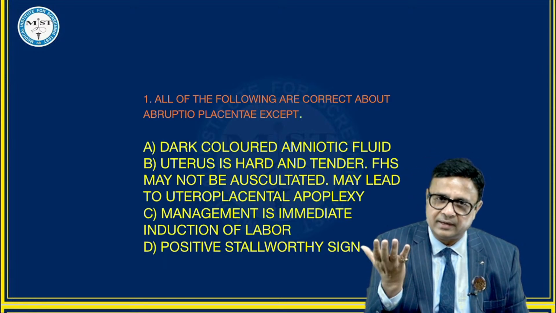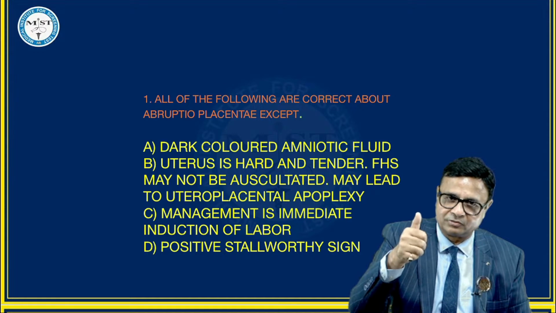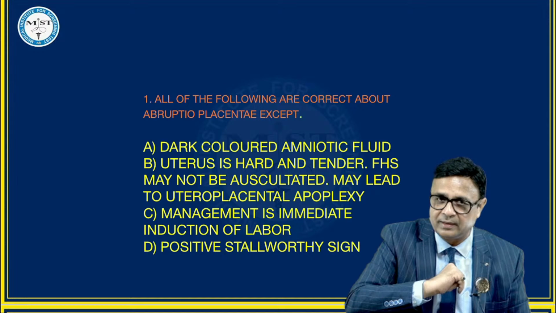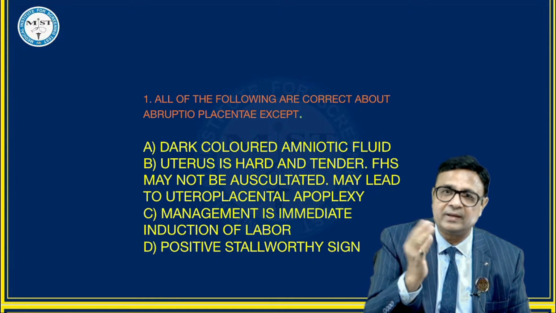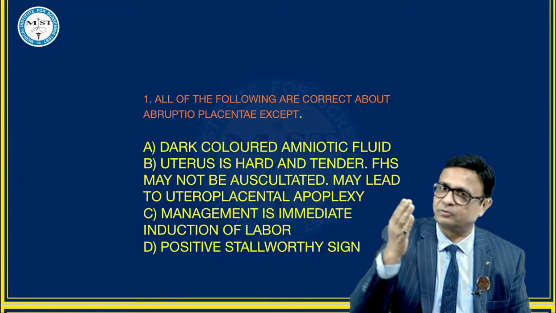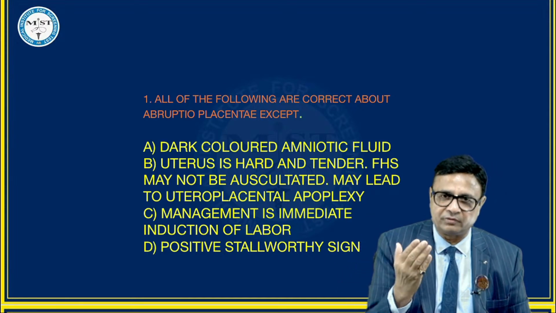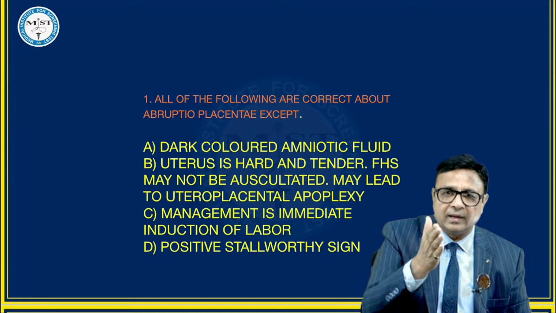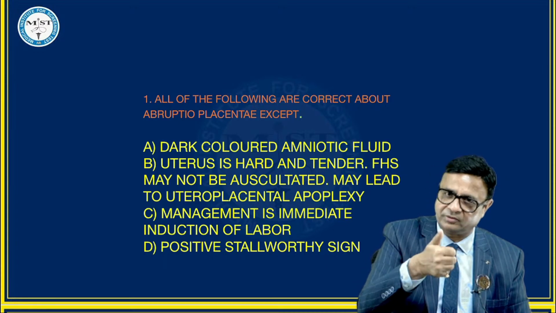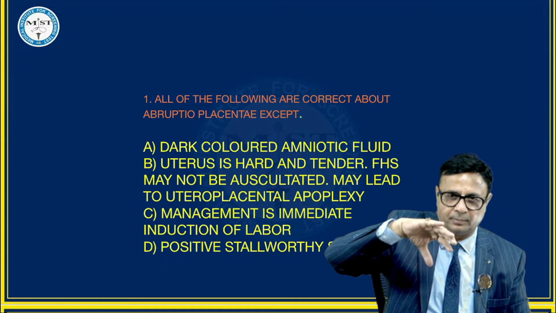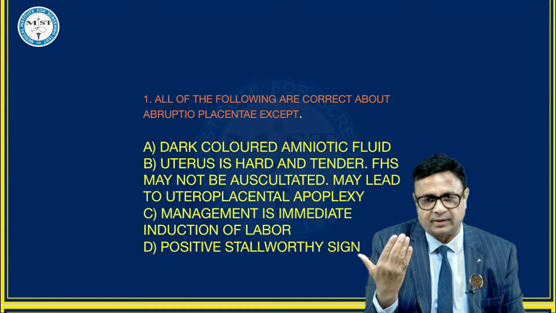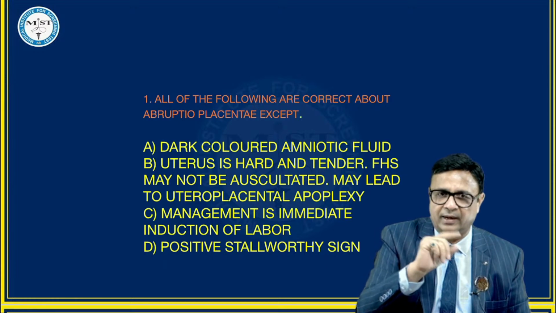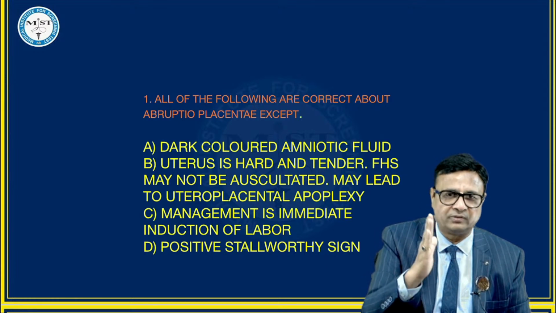Management is immediate induction of labor. This is also a correct statement. Why is immediate induction of labor advised in abruptio placentae? Because of the risk of DIC, disseminated intravascular coagulation. The risk of DIC after abruption of placenta is again due to release of thromboplastin. This thromboplastin enters maternal circulation and results in disseminated intravascular coagulation. So option A is correct, option B is correct, option C is correct.